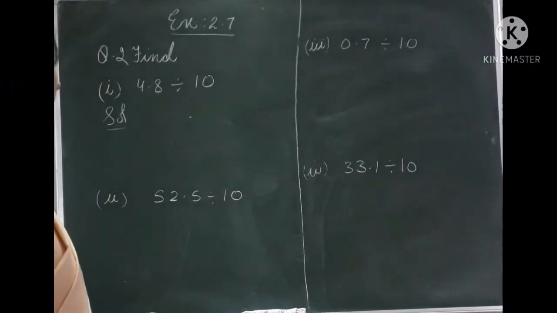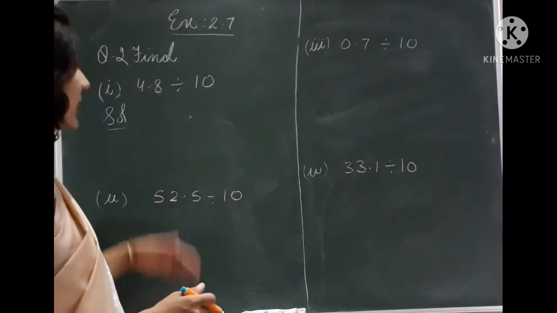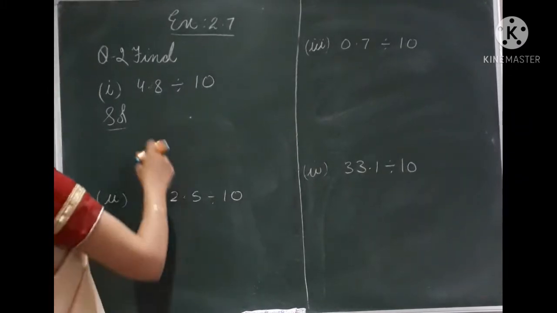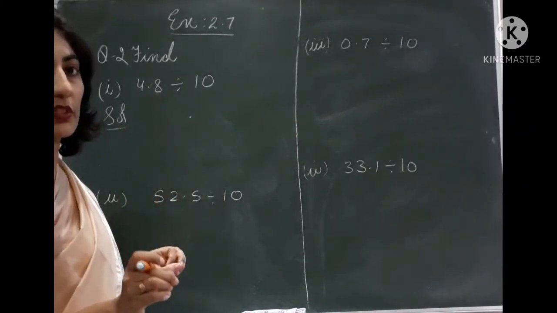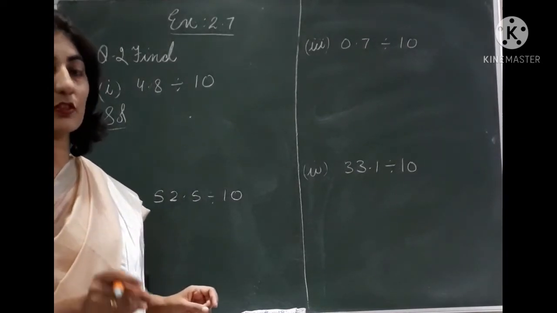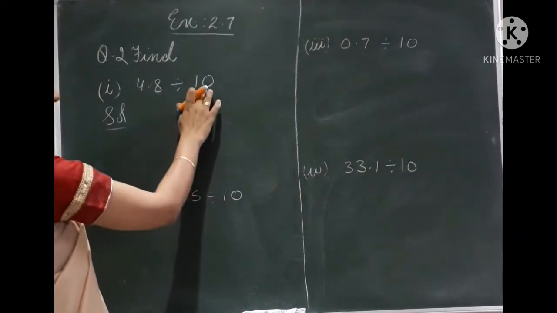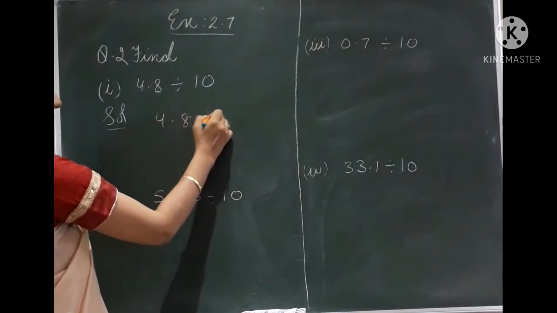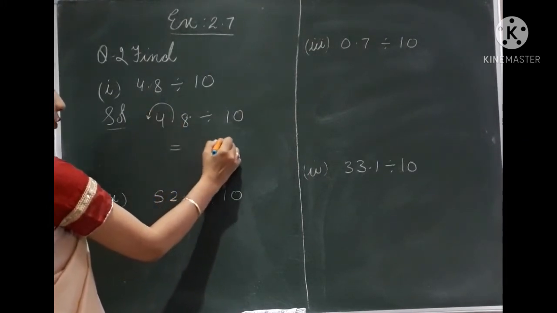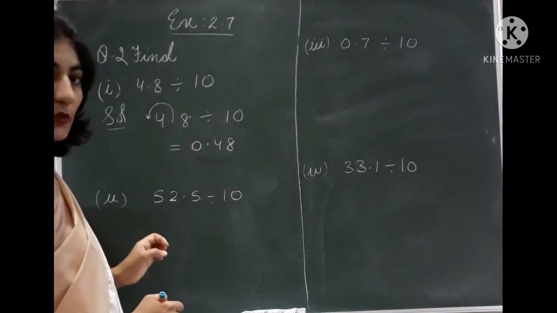Question number 2 is 4.8 divided by 10, 52.5 divided by 10. See, here we have to divide a decimal number by 10, 100 or 1000. I am going to do the first 4 parts. So I will follow the rule. Simple rule: when we divide a decimal number by 10, 100 or 1000, we shift the decimal that many places to the left as there are zeros in 10, 100 or 1000. Now see here, in 10 we have only 1 zero, so I will shift the decimal 1 place to the left. So from here the decimal will shift here, and it will become 0.48. Nothing is in the whole number part, so you will put 0, and the answer will be 0.48.